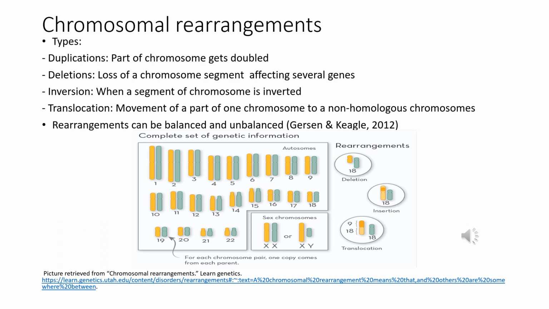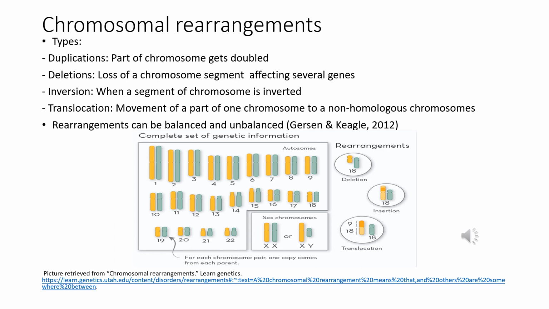Inversion is when a segment of a chromosome is inverted or flipped, and there are two types of inversion: paracentric inversion, which does not include the centromere, and pericentric inversion, which includes the centromere. They exchange information unevenly, resulting in duplication and deletion in both chromatids. A translocation is movement of a part of one chromosome to a non-homologous chromosome, and they can be balanced or unbalanced.